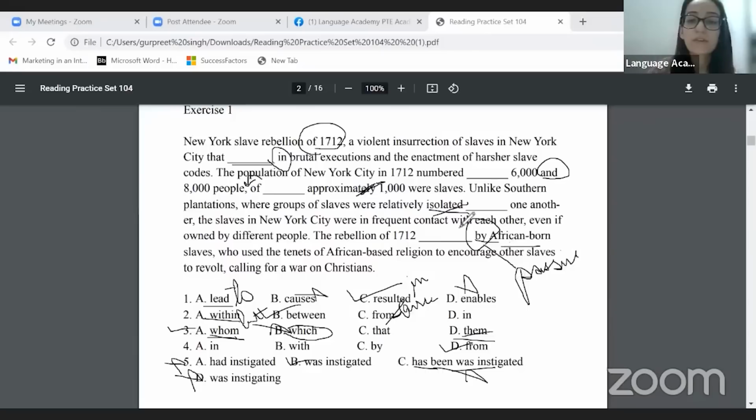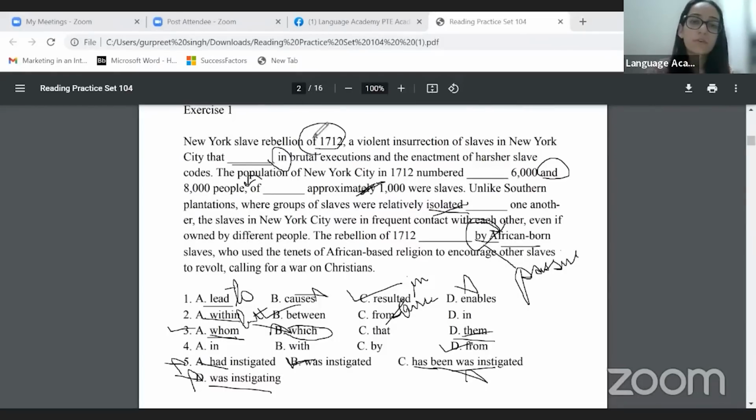So that is why, when the doer is given after the blank, that's a passive statement, and "had" goes in active and "ing" goes in active. So we have to go with "was instigated." This rebellion was done by African slaves, right? So these are the answers.